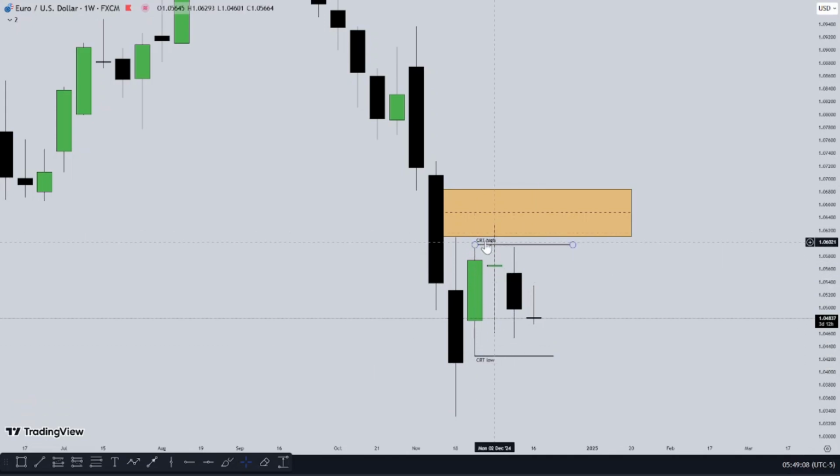Now, seeing the price run out the CRT high and trade back into the range, we started stripping down to the 4-hour time frame and looking for entry. You can look for an entry directly from the 4-hour time frame, but we attach it with session.